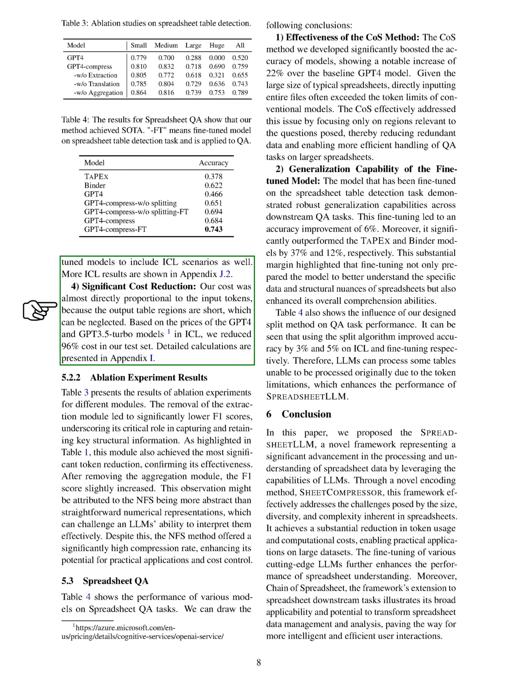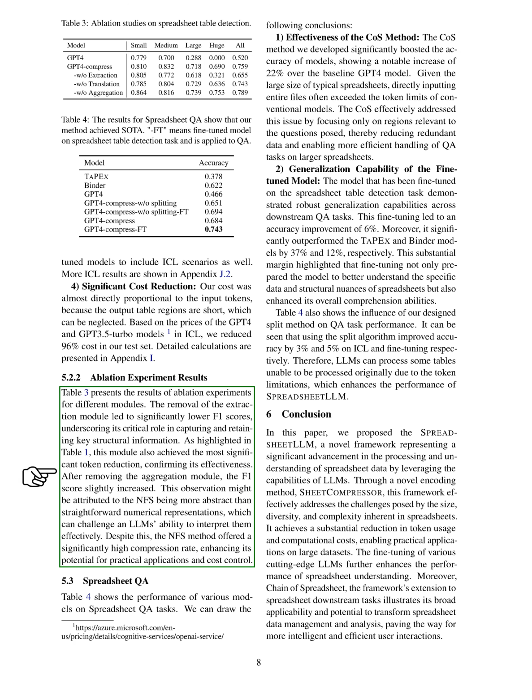Section: Ablation Experiment Results. In this section, we present the results of our ablation experiments for different modules. We observed that removing the extraction module resulted in significantly lower F1 scores, emphasizing its crucial role in capturing and preserving key structural information. The extraction module also showed the most substantial token reduction, indicating its effectiveness.